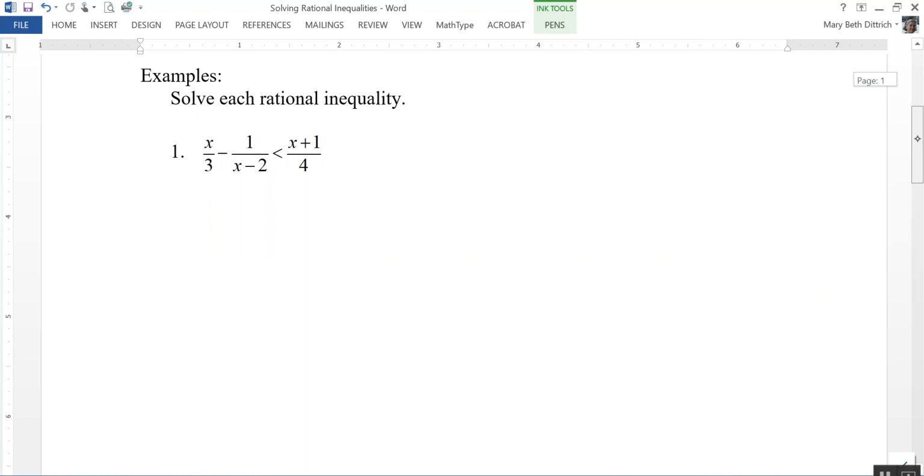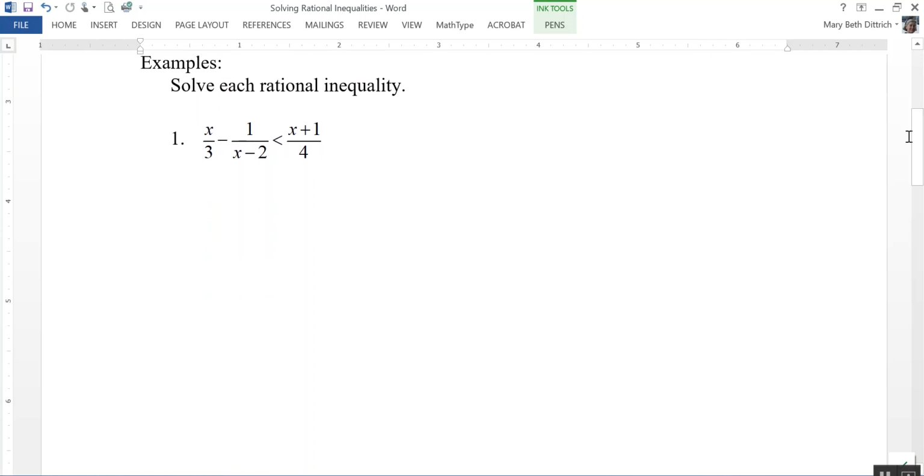First example we have here is x over 3 minus 1 over x minus 2 is less than x plus 1 over 4. So the first thing I want to do is identify any excluded values. My denominators are 3, x minus 2, and 4, so the only one that contains a variable is x minus 2, so that tells me that x cannot be equal to a positive 2, because when x is positive 2, this denominator is 0, so 2 is one of my excluded values.